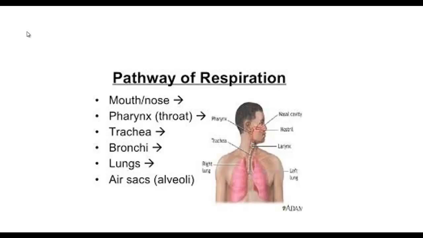It's really straightforward. Mouth, nose, then the pharynx or the throat, then the trachea, then the bronchi, then the lungs, then the air sacs or the alveoli, which we just discussed. Okay, so pathway of respiration. Pause this. Go back through this if you need to. There will be a question on the final.